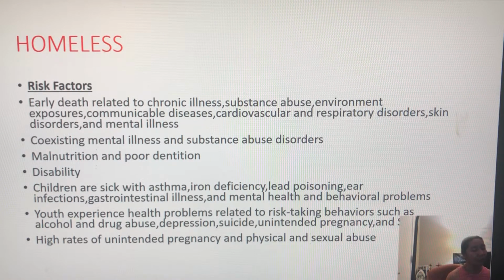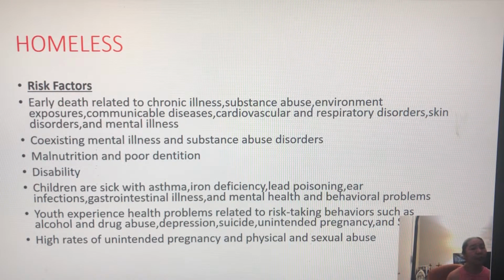Children affected by homelessness are sick with asthma, iron deficiency, lead poisoning, ear infections, gastrointestinal illness, and mental health and behavioral problems. Children may begin to act out or become less attentive in the classroom when basic needs are not met.